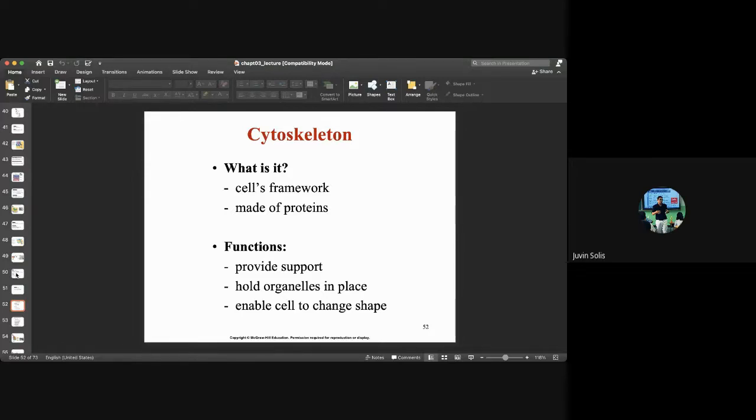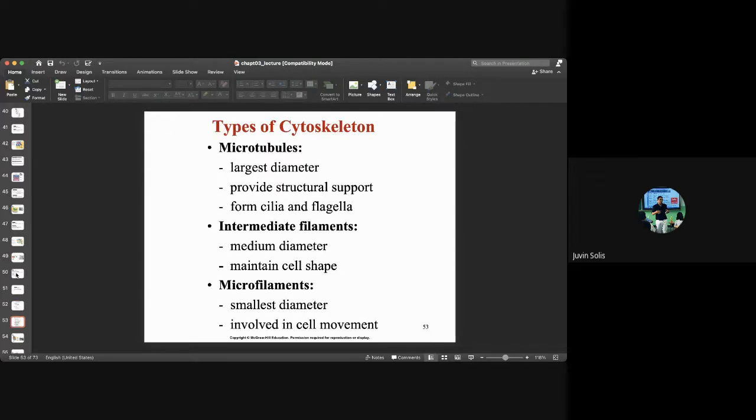Cytoskeleton. Remember, if we say cyto, it means cell. And if we say skeleton, it means framework. Okay, so from the word itself, this is the cell's framework, and it is made out of your proteins. And the functions of this are support, hold the organelles in place, and enable the cell to change its shape. Cytoskeleton. So we have three types of your cytoskeleton. We have your microtubules, intermediate filaments, and microfilaments.